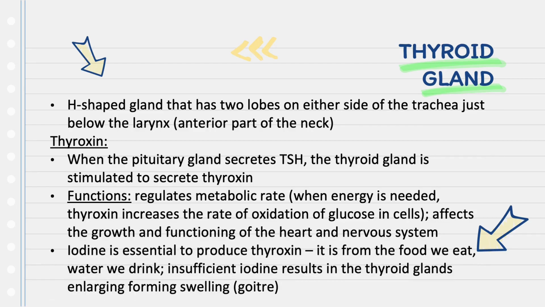Iodine is essential to produce thyroxine. It is from the foods we eat and water we drink that we get iodine. Insufficient iodine results in the thyroid gland enlarging, forming a swelling. This is goiter.